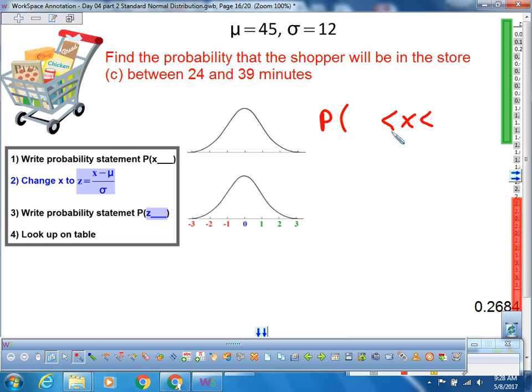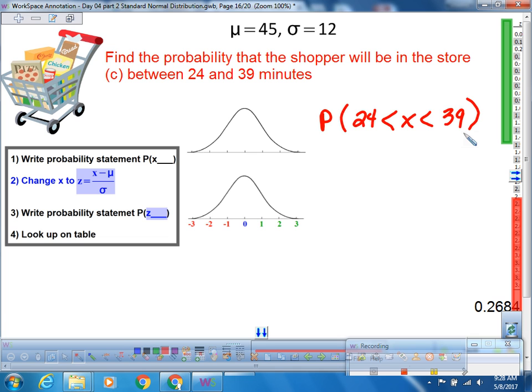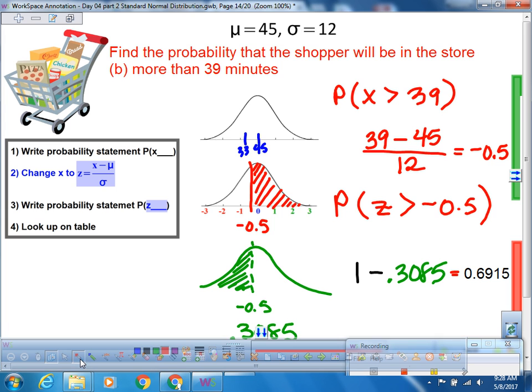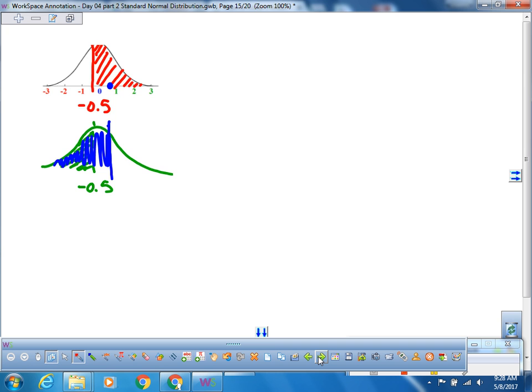All right, so I'm looking for the probability of between 24 and 39 minutes. Well, don't we already have 24 and 39 minutes? Let's look back at this. The probability of 39 minutes is this number. Right? This is greater than 39 minutes. So all we need is the z-scores. So the z-score for 39 minutes, we transfer that to negative 0.5.